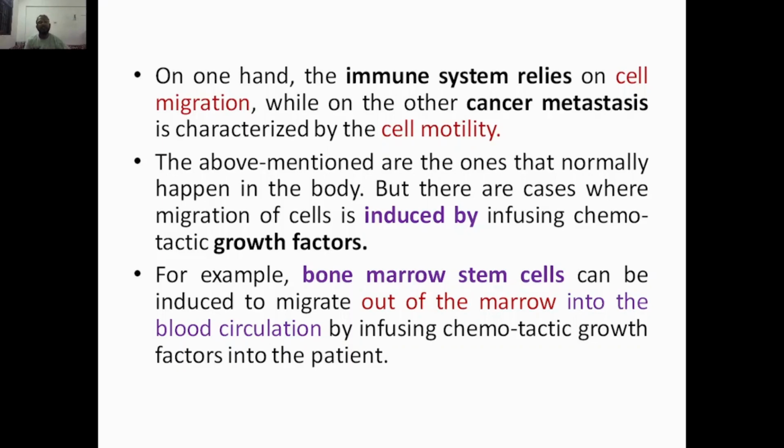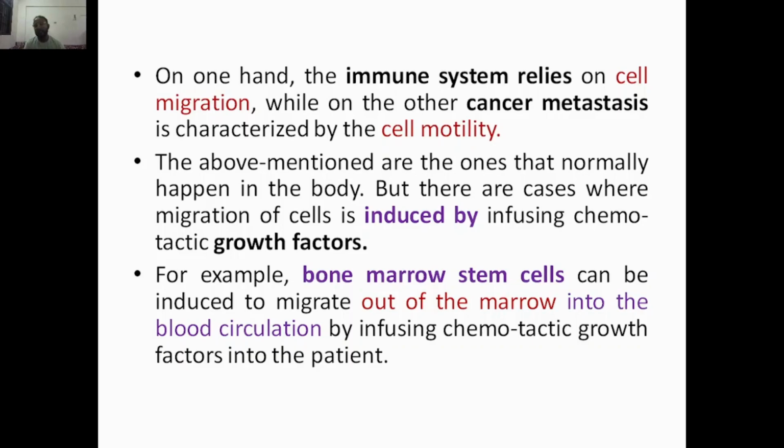The above-mentioned processes are the ones that normally happen in the body, most of the time. But there are cases where migration of cells is induced by infusing chemotactic growth factors. The immune system relies on cell migration, and cancer metastasis is characterized by cell motility, which happen naturally. But in some cases, the situation comes in such a way that cell motility or cell migration has to be induced. How do they induce it? By giving growth factors.